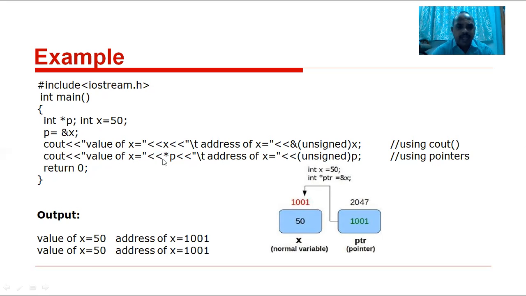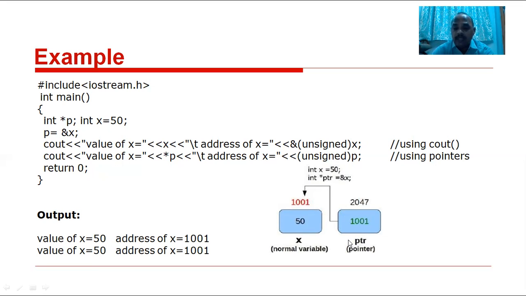Again, x equal to asterisk p. Display asterisk ptr. Here the asterisk ptr value simply collects the value from this address location, not 1001 itself. Clear? Which address location? 1001. The value at address 1001 is 50, so simply display the 50 value here. Clear all of you?